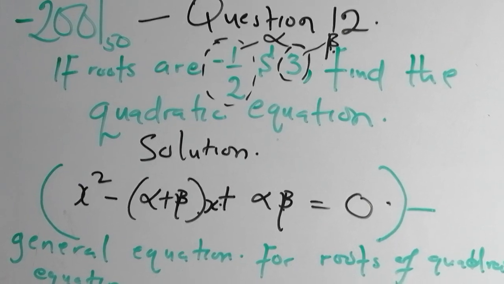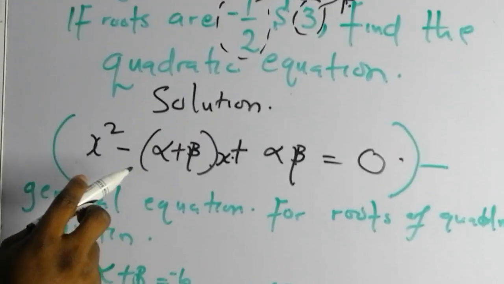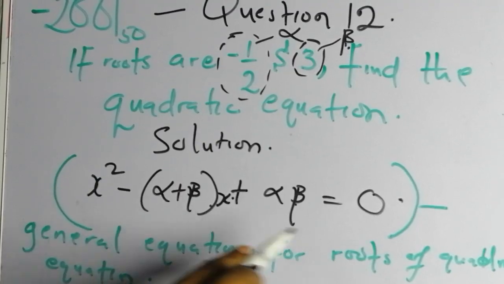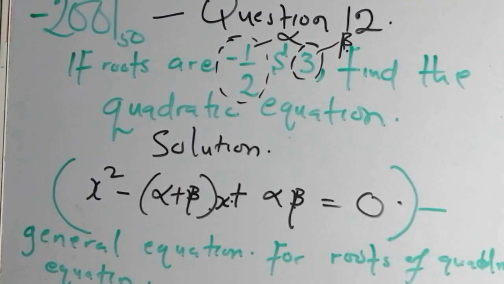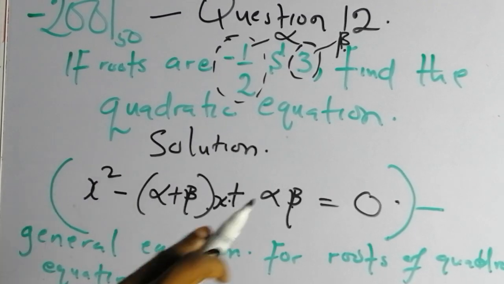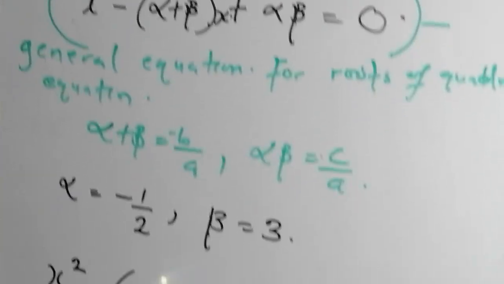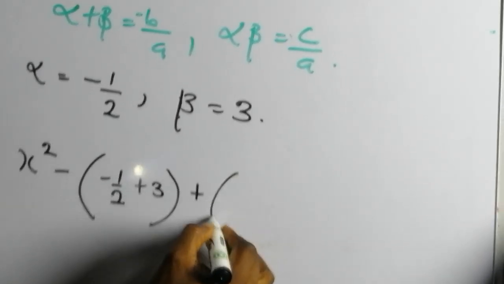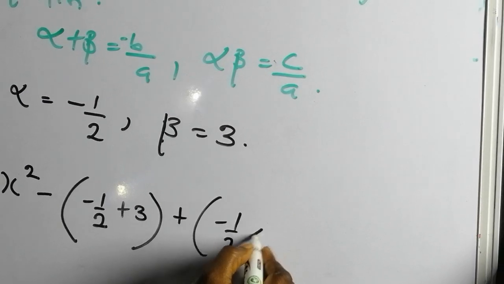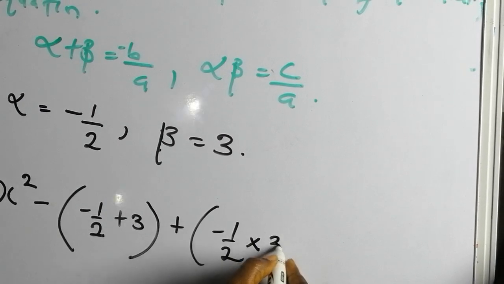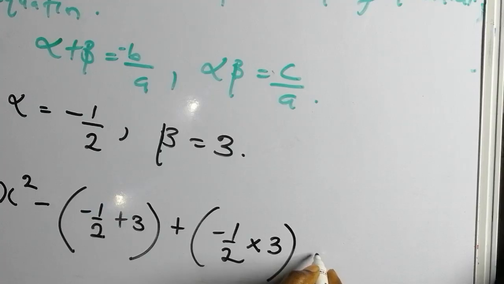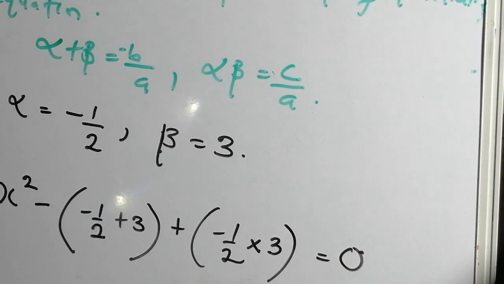So now, alpha and beta. All you need to do is substitute in the general equation for roots of a quadratic equation. Just substitute your alpha and beta. So then you have x squared minus (minus half plus 3) x plus minus half times beta, which is 3, equals 0. It's as simple as that. It's not hard at all.